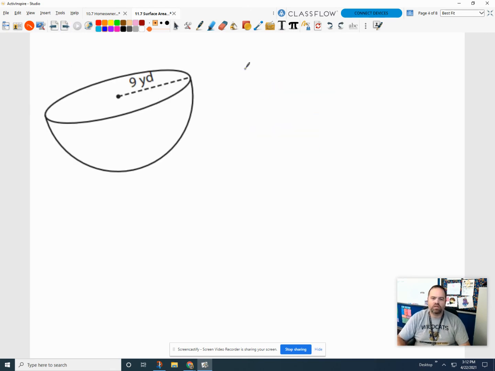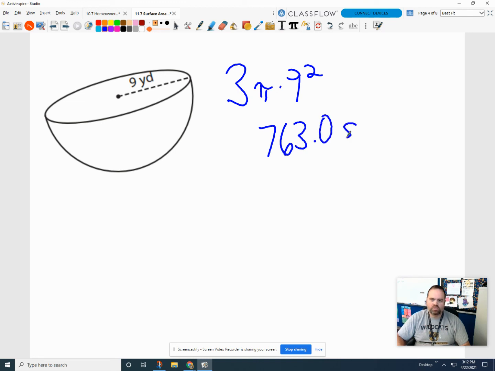Another one, a little bit smaller, a lot smaller actually. 3 pi times my radius, which is 9, squared. So 3 times 3.14 times 81 is 763.0 square yards. Okay, kind of neat, and it's really not hard if you understood yesterday's.